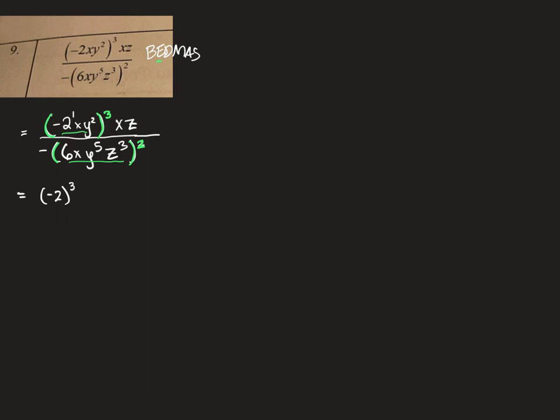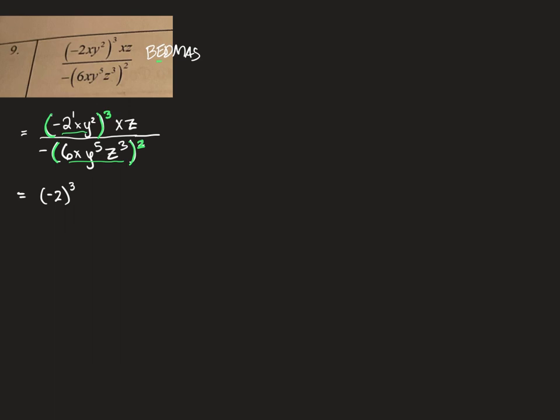Now, notice I kept the -2 in brackets. That's because the negative was also inside the brackets, so the 3 has to apply to the negative as well. If we just write it like -2³, the 3 only applies to whatever it's next to, which would only be the 2 in this case, not the negative. So keep the negatives in brackets.